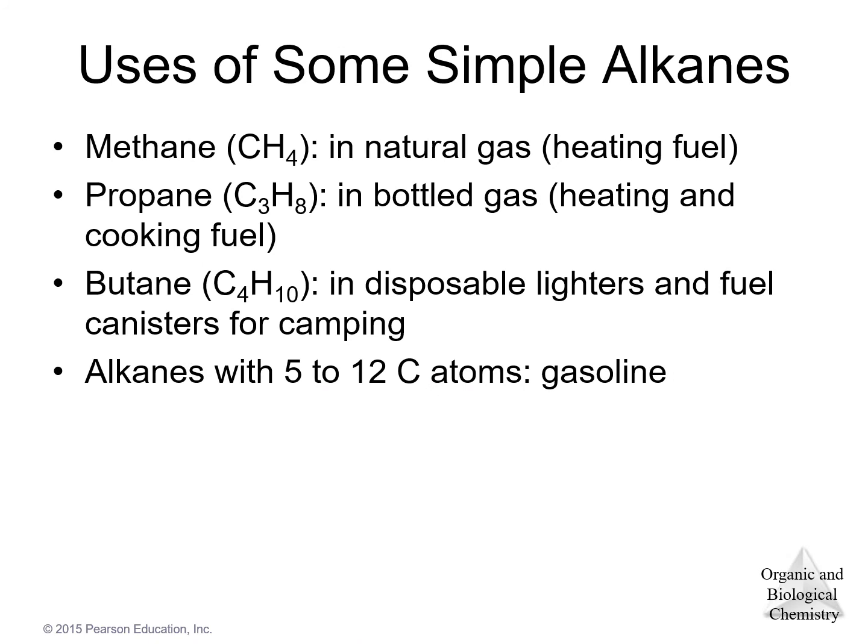Now, some of the simple alkanes that are out there: methane gas, that is lab gas; propane, bottle gas, heating and cooking fuel; and butane, which is in butane lighters and used as fuel in camping canisters. And then alkanes with 5 to 12 carbon atoms are used in gasoline.